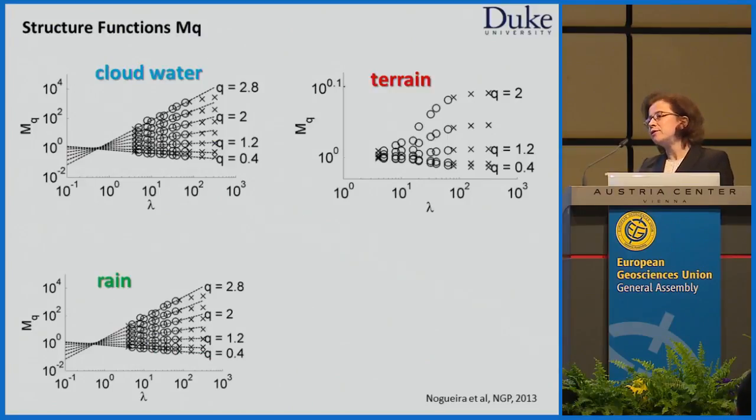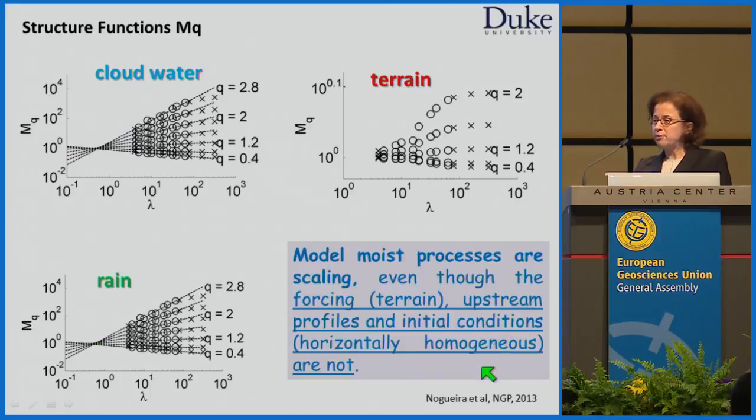So one thing that was really interesting about these very simple tests is that if you look at the structure functions for cloud water, for rain, and for the terrain, you see the terrain is not scaling, but the cloud water and the rain are. This is really interesting because we start with a setup where the terrain was not scaling, the initial profiles, the initial conditions, nothing was scaling, and actually through the model dynamics, the outcome, our cloud water and our rainfall at the precipitation are actually scaling.